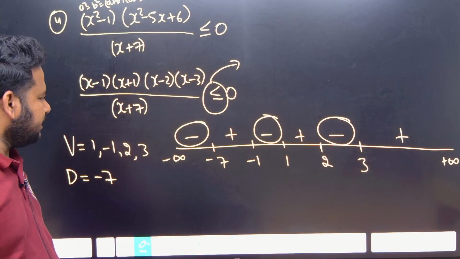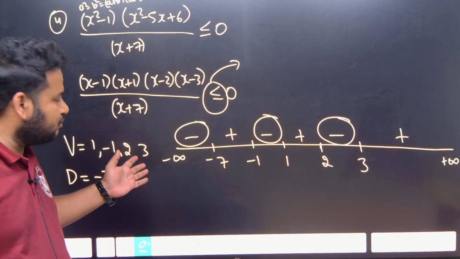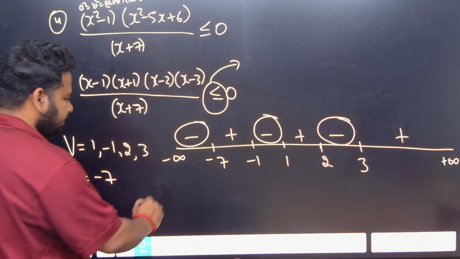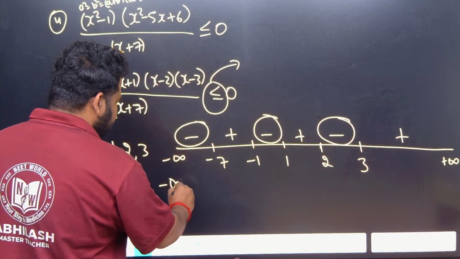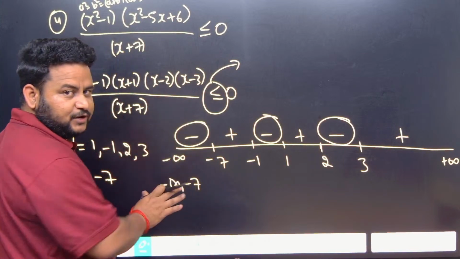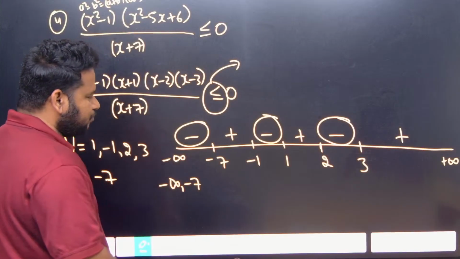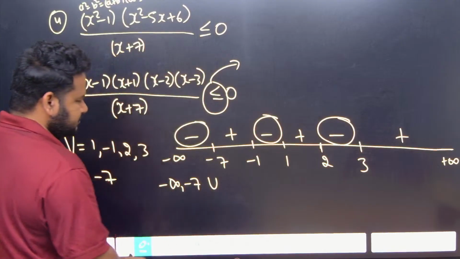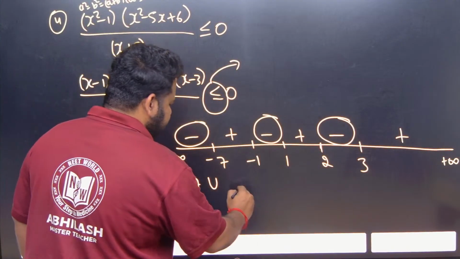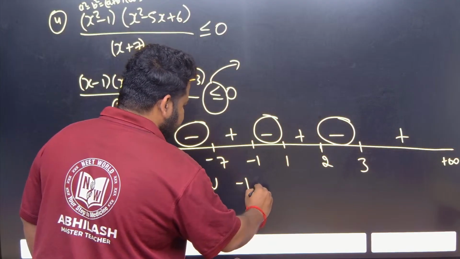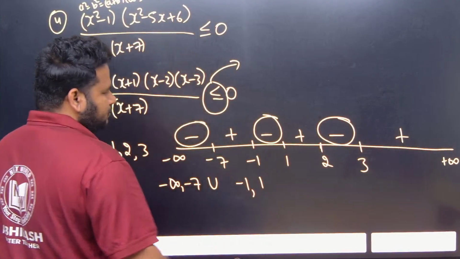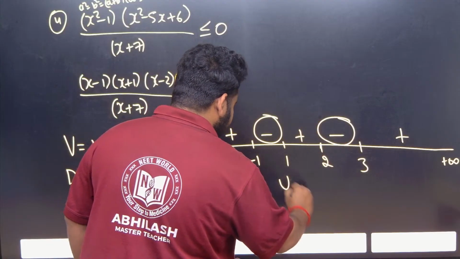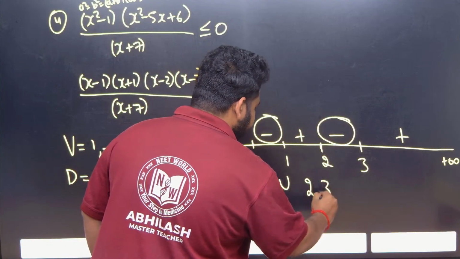So now let us write the intervals. This will become minus infinity, comma, minus 7. As of now, I am not putting the brackets, because I will talk about the brackets later. Next is minus 1, comma 1. Next, wherever it is negative, union 2, comma 3.